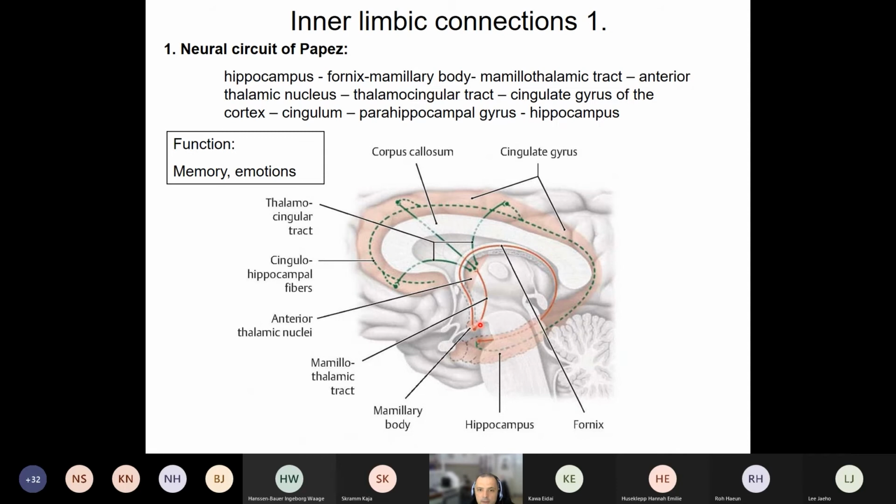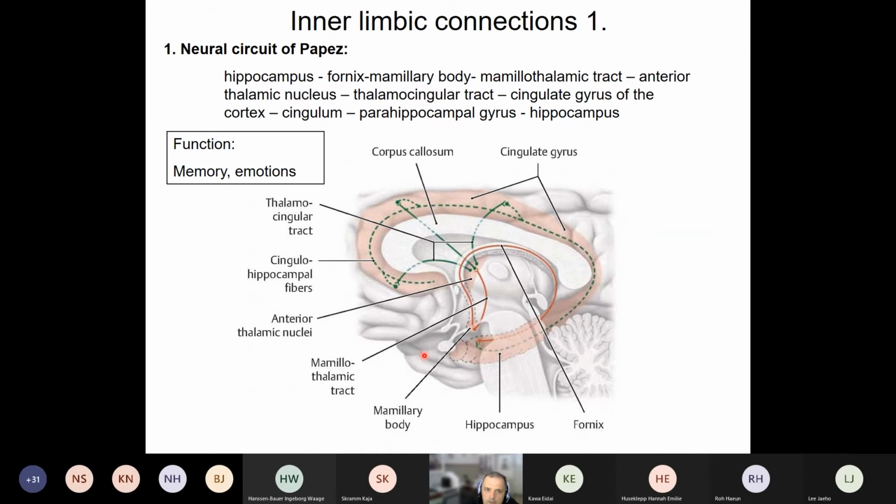And then from the mammillary body, the mammillothalamic tract goes into the anterior nucleus of the thalamus. From there, the thalamocingulate radiation goes into the cingulate gyrus. And within the cingulate gyrus, in the white matter below the cortical surface, is a pathway called the cingulum. This cingulum wraps around the splenium of the corpus callosum and reaches the parahippocampal gyrus. And from there, there is a perforant path which reaches the hippocampus, and we came back to the original area. Okay, so this is the neural circuit of Papez.